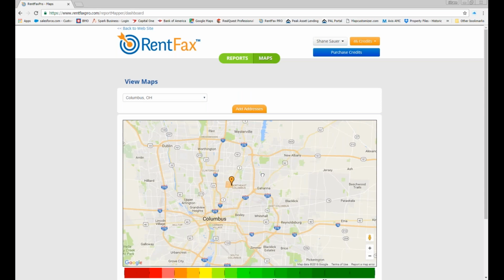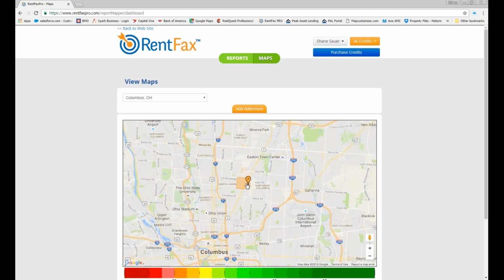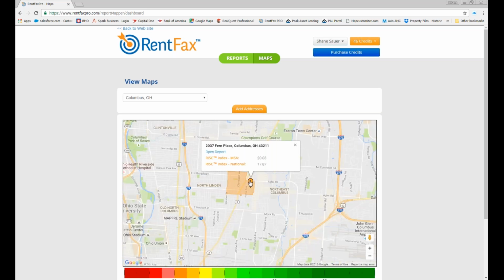Okay, so here is when you log into RentFax, you create an account and you'll get your login, and you come in and log in. Up here, there's two categories. There's reports and maps. When you click on the maps, after you run a location in an MSA, it will pin that location and draw the boundary and show the score. So here's an example of we ran this location in Columbus, Ohio, and we have the two scores.